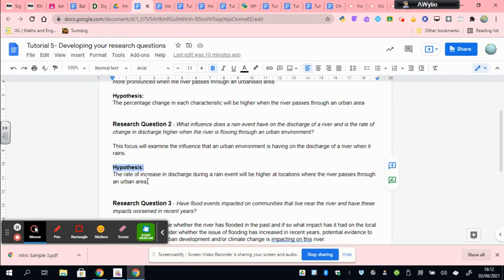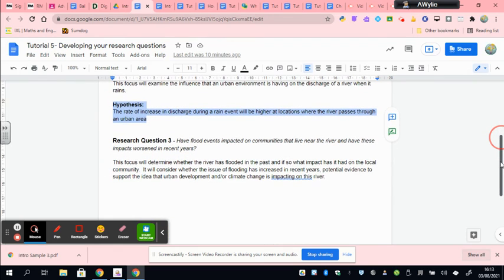So we are once again saying we expect it to be more in urban areas. And by the time we get to the conclusion, we will be aiming to respond to that hypothesis. Okay. Now, the third research question, once again, it's all got to be linked to this idea that rivers change when it rains and they change more in urban areas. But we're taking a slightly different tack here.